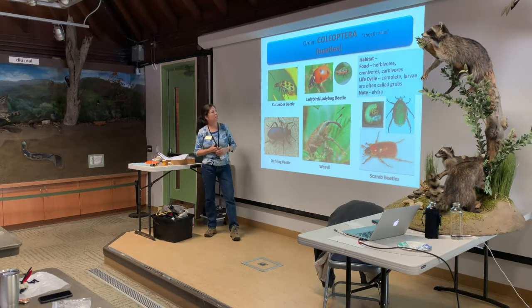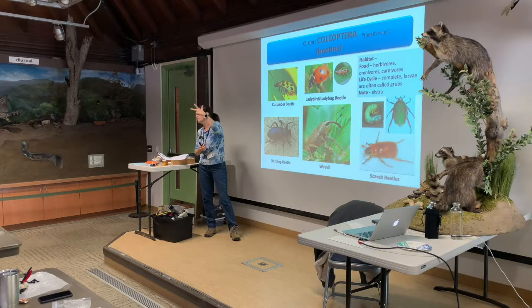They tend to be herbivores, omnivores, and carnivores, so a little bit of everything for the different beetles. Complete life cycle. So as a juvenile, they look nothing like the adult parent. So complete metamorphosis. The larvae are often, not always, but often called grubs. And you'll see scarab beetles there, like your fruit beetles, fig beetles, June beetles, have a particular shape.